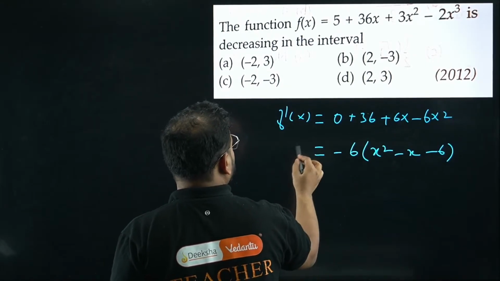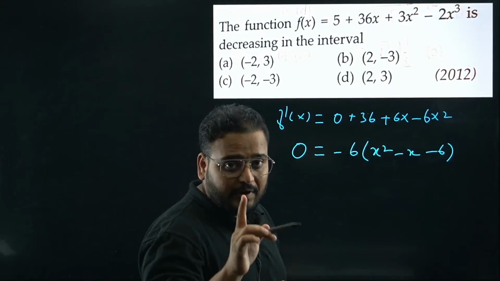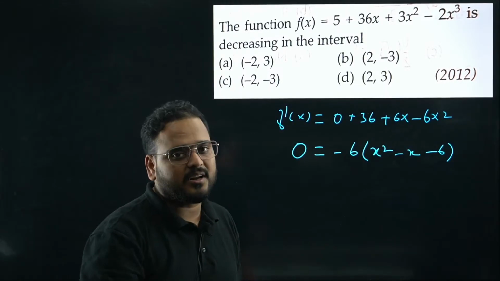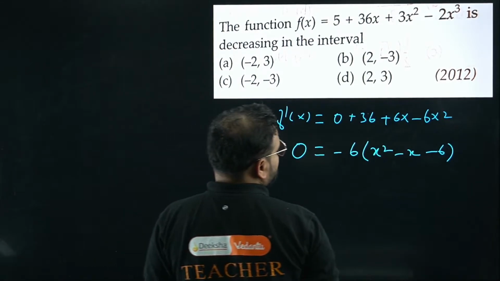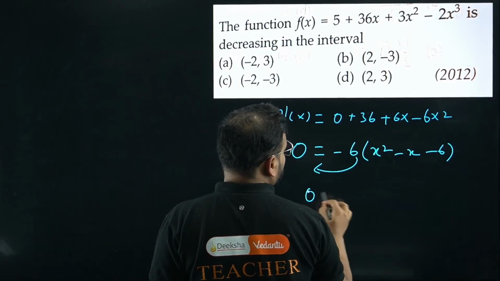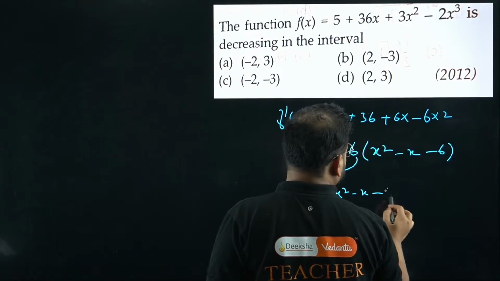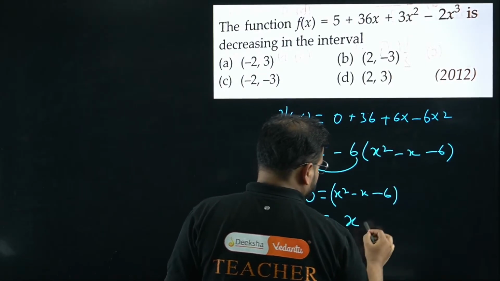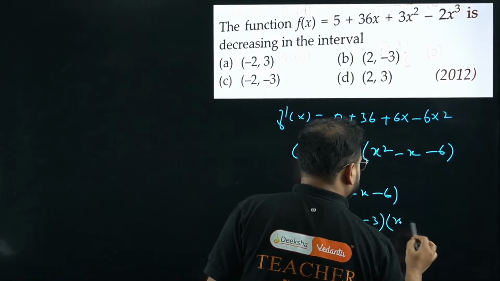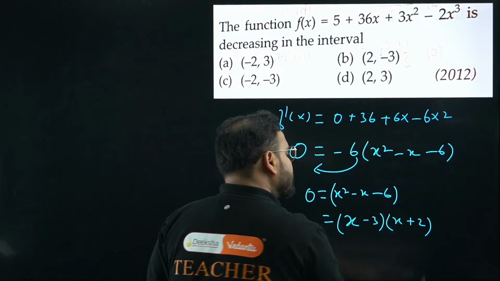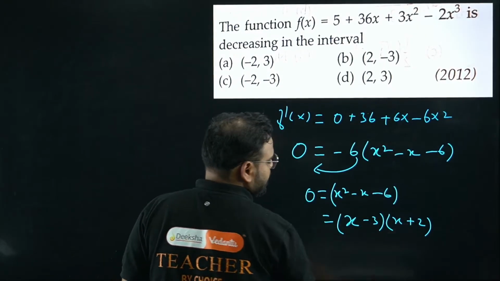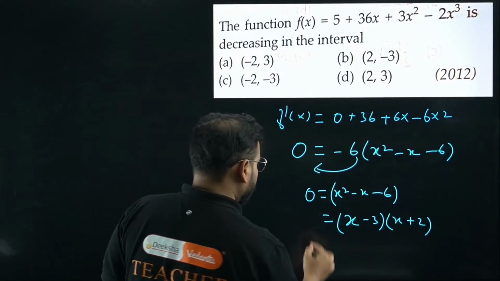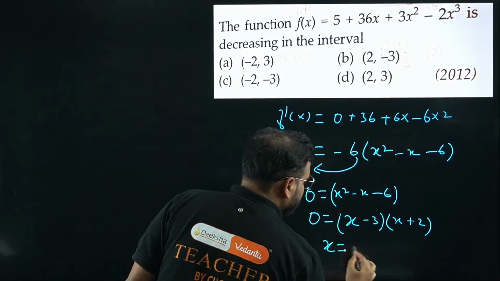Okay, I can put here 0. Why am I putting 0, sir? To find the critical points. This is the step. First step is to find the derivative. Second step is to find the critical points, putting it equal to 0. So I have x square minus x minus 6 equal to 0. Can you factorize this? I will have x minus 3 and x plus 2. Please check. Minus 3 into 2 is minus 6. X square, we have minus 3x plus 2x, which becomes minus x only. Okay, so x value is going to be 3 and minus 2.